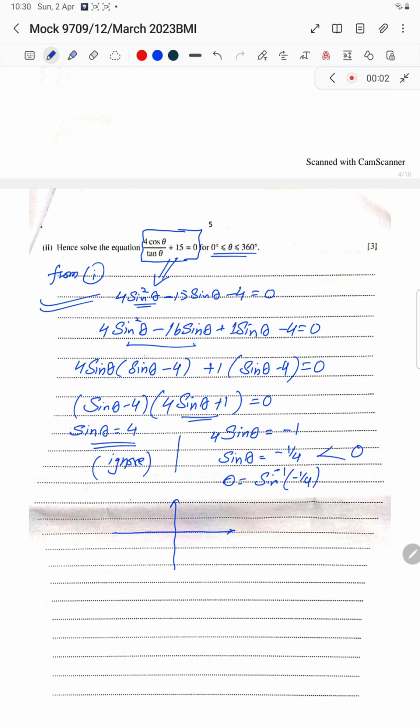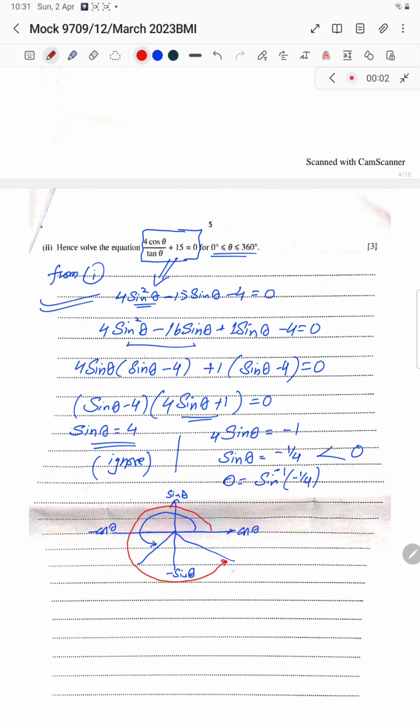Sine can be negative because the domain is given from 0 till 360. The sine function is positive here and negative here, and the same for cos: it is positive here and negative here, so you can better justify where it should be negative. It can either fall here, in the third quadrant, or it can be here.